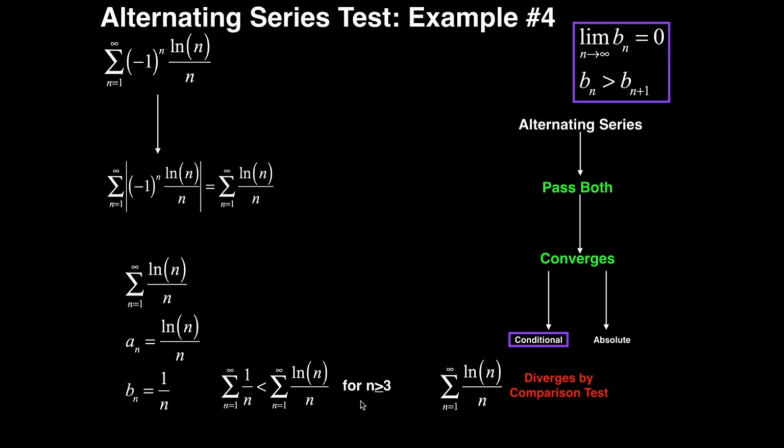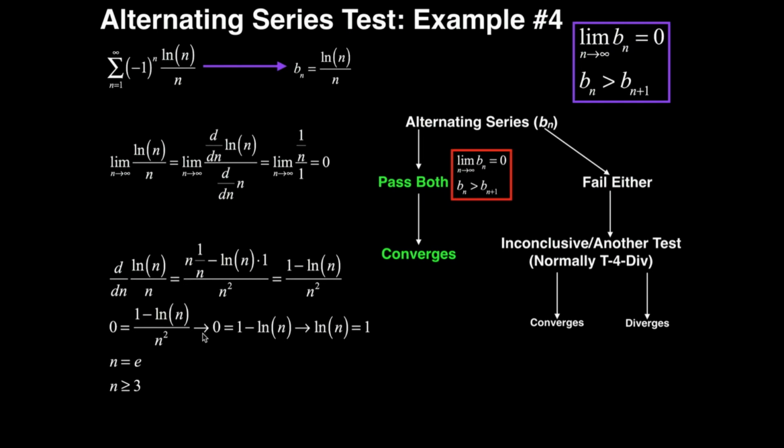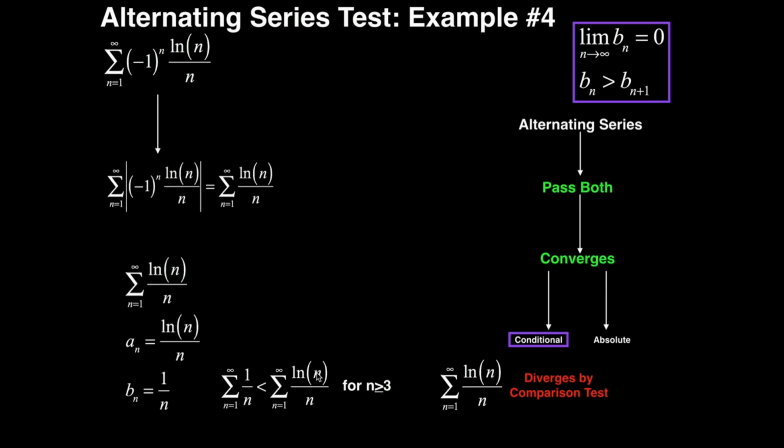So we can use the criteria that we found in the previous part of the test, where n had to be greater than or equal to 3. So if n is 3, if we take an ln of 3, that's a number bigger than 1. All right? So we'd have ln of 3 over 3 is bigger than 1 over 3. If we do the same thing for 4, ln of 4 over 4 is bigger than 1 over 4, since ln of 4 is bigger than 1. All right? So for n greater than or equal to 3, this is true, okay?